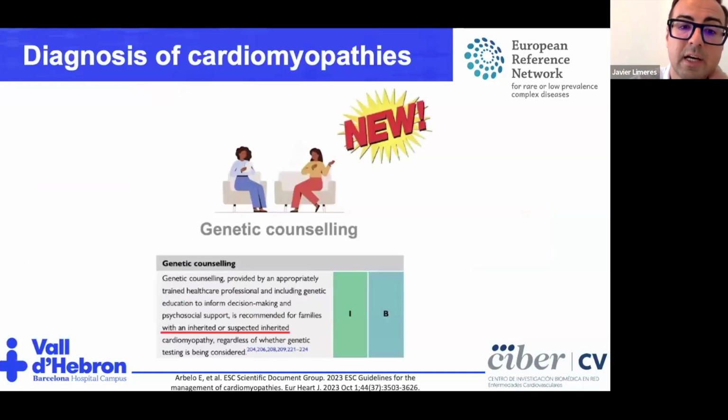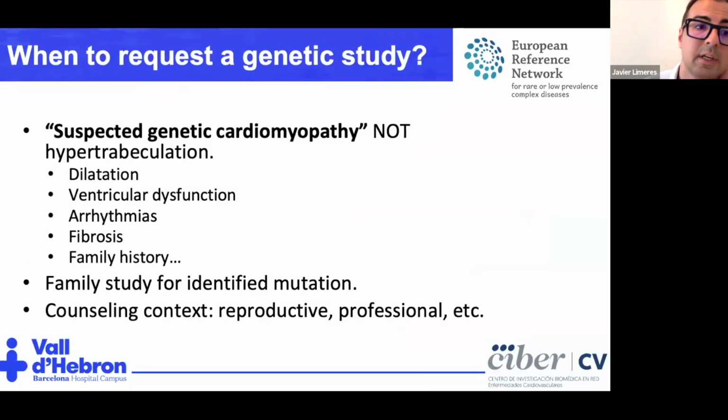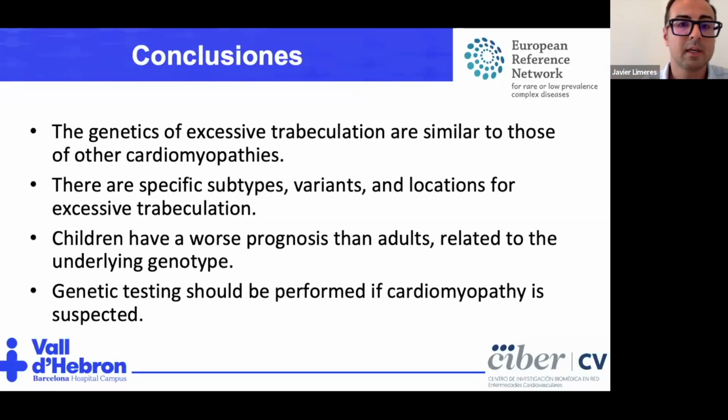So if you suspect the patient has a disease, I think you need to do a genetic test. So when to test? When you have this suspicion. And I think in these cases we can use the study of Villa-Casas: if you find dilatation, if you have a family history of the disease, you have arrhythmias, if you suspect a disease, you can do a genetic test in the patient.